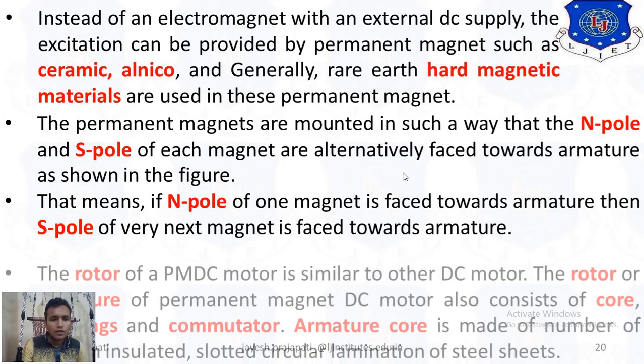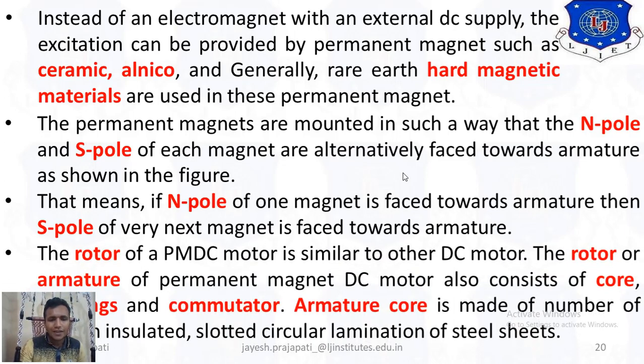The rotor of a permanent magnet DC motor is similar to that of other DC motors. The rotor or armature of a permanent magnet DC motor also consists of core, winding and commutator. The armature core is made up of a number of varnish insulated slotted circular laminations of steel sheets.